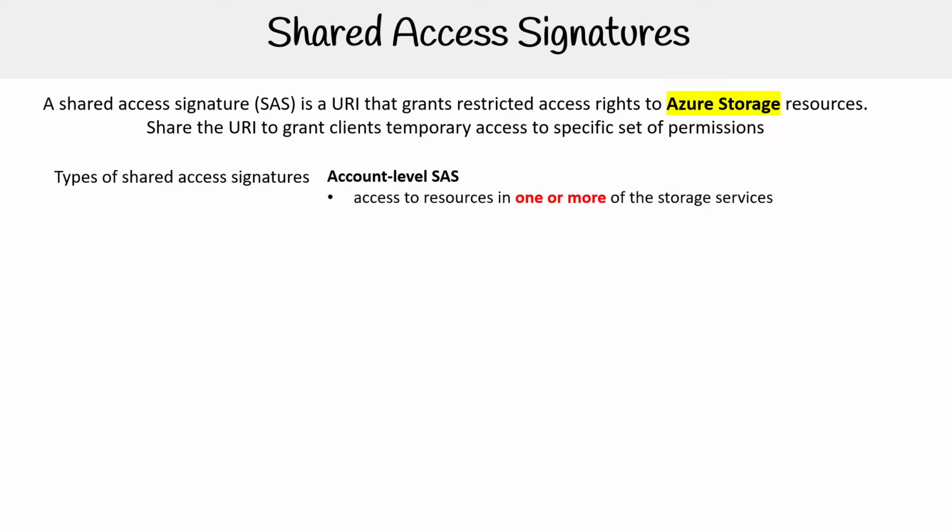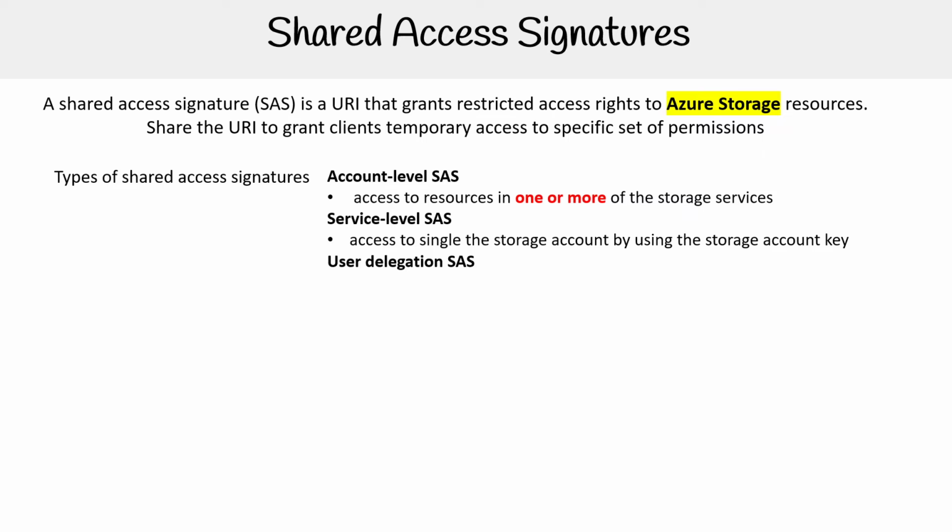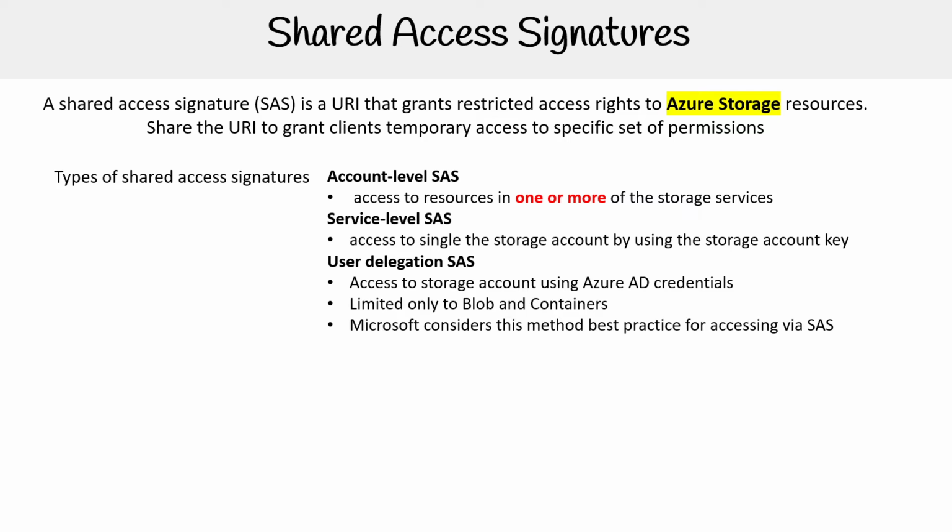So, account level SAS: access to resources in one or more of the storage services. Service level SAS: access to a single storage service by using the storage account key. User delegated SAS: access to storage using Azure AD credentials, limited only to blobs and containers. Microsoft considers this method the best practice for accessing via SAS, so you use that one if that's the case.